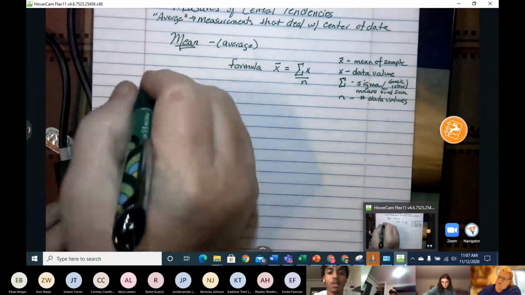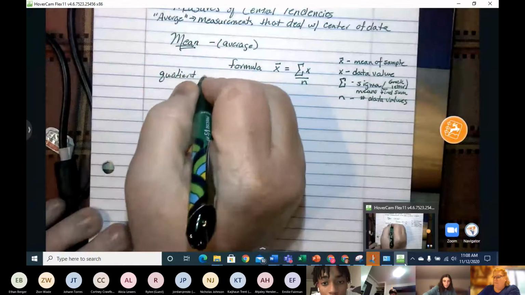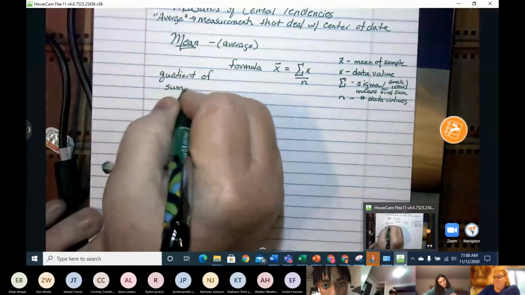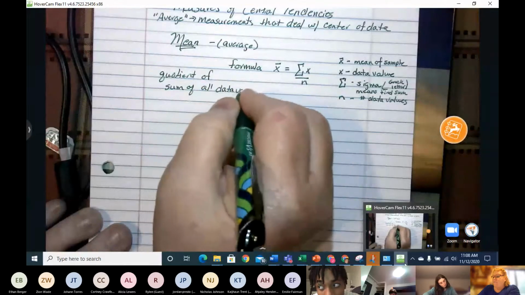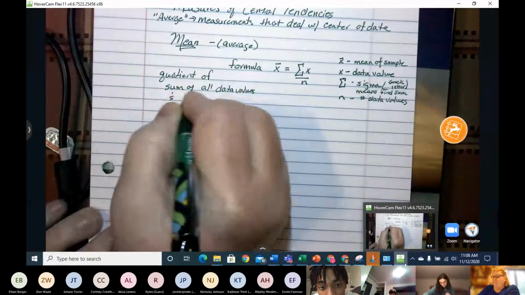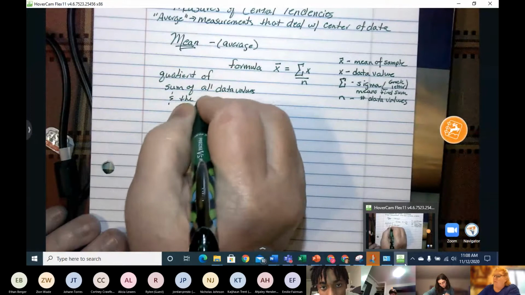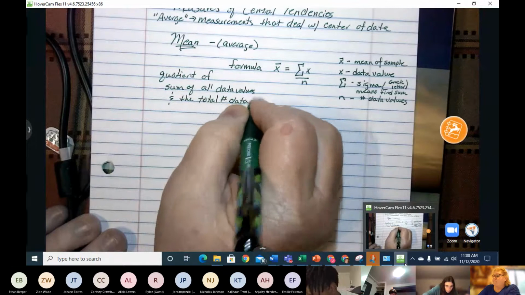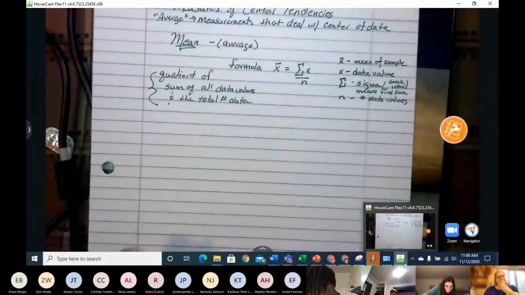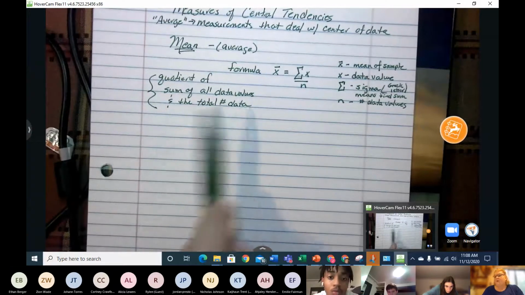So just like we have said before, the mean is the quotient of the sum of all the data values and the total number of data. So what is the mean? The quotient of the sum of all the data and the total number of data. That's what that formula means.